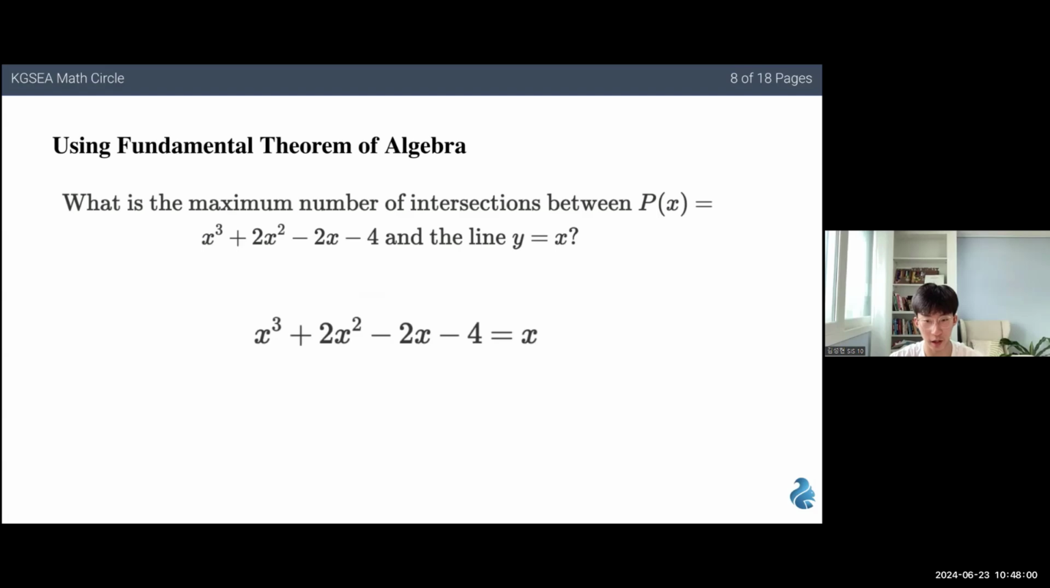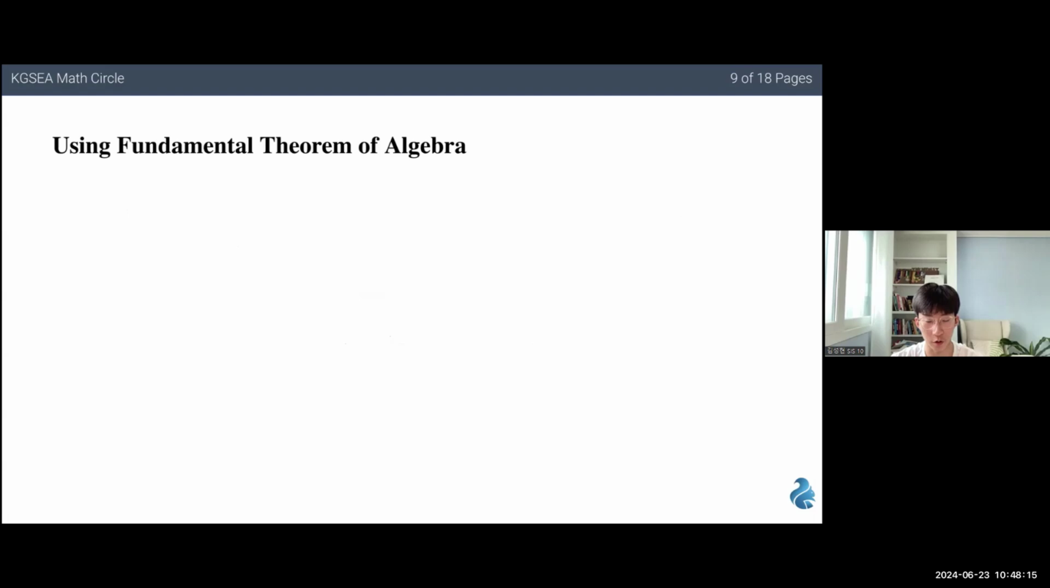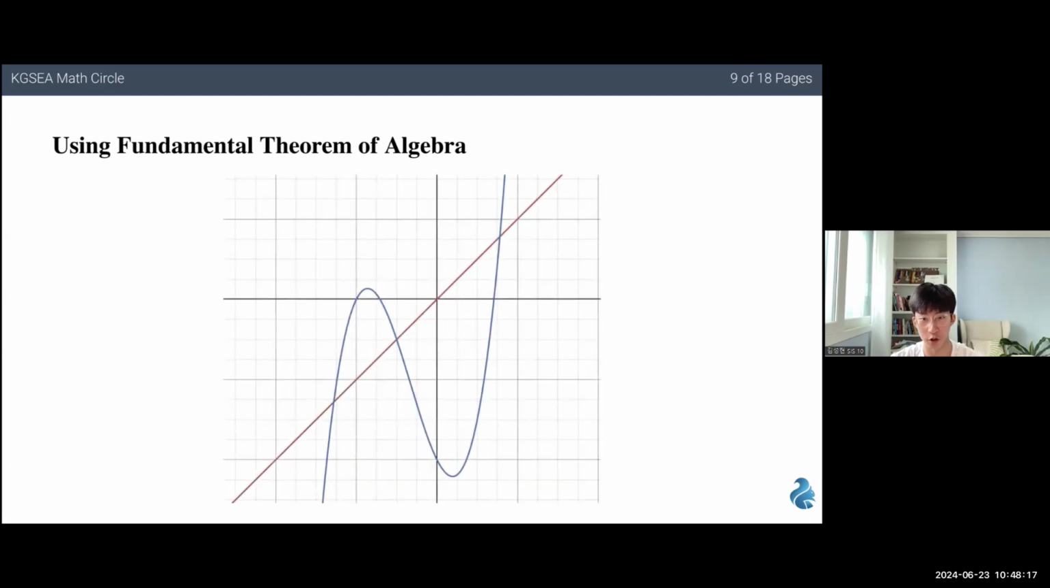And if we subtract x from both sides, then you would end up with this. And by the fundamental theorem of algebra, a cubic has 3 roots, and up to 3 are real roots. And in this case, it turns out that the two equations actually do intersect at 3 points, as we have predicted.